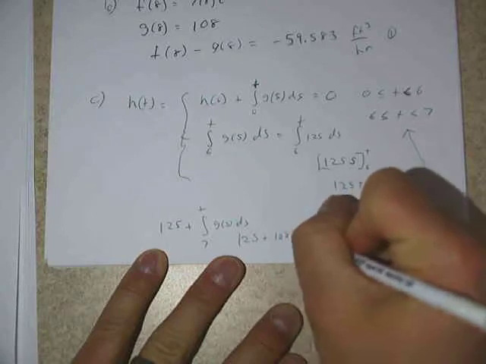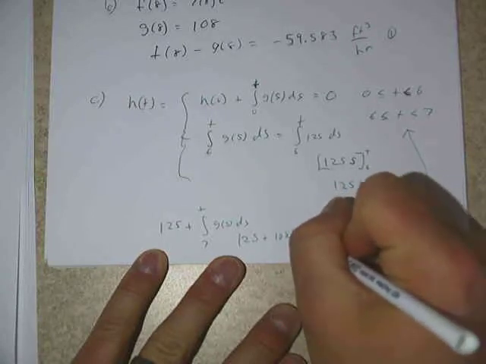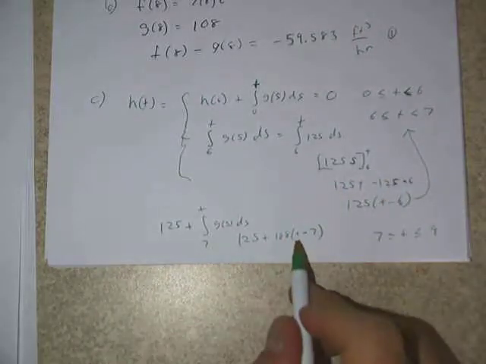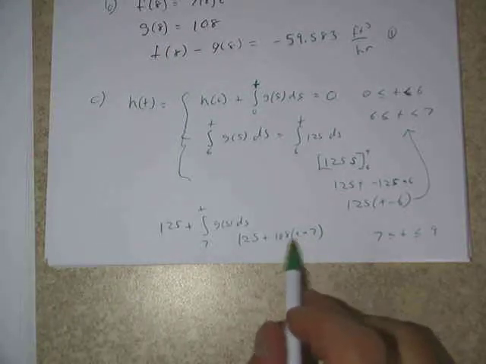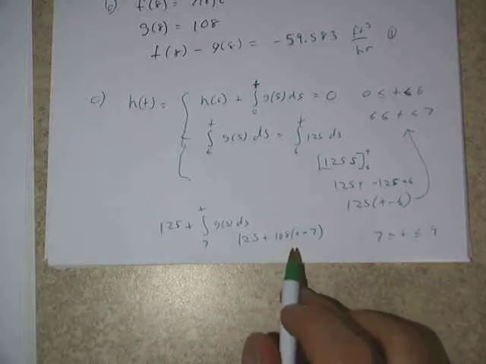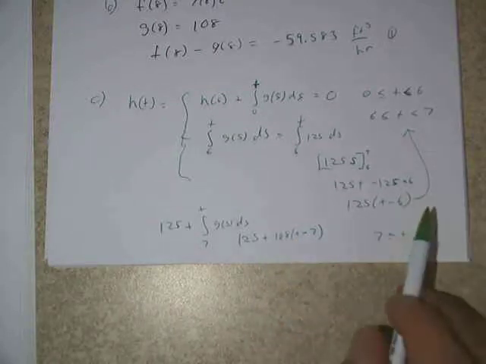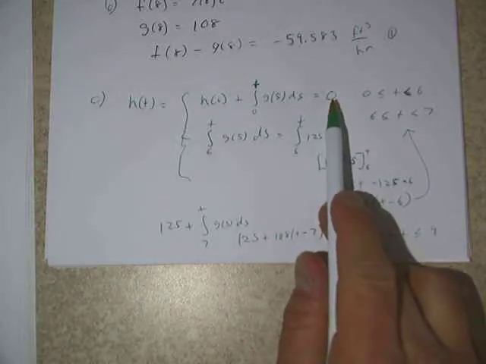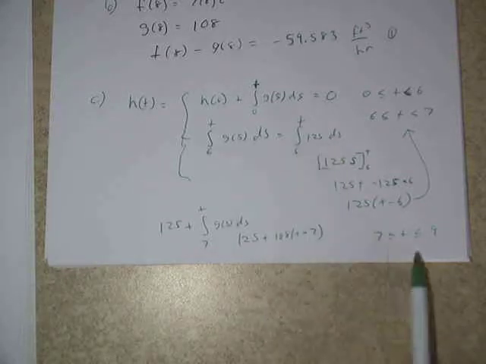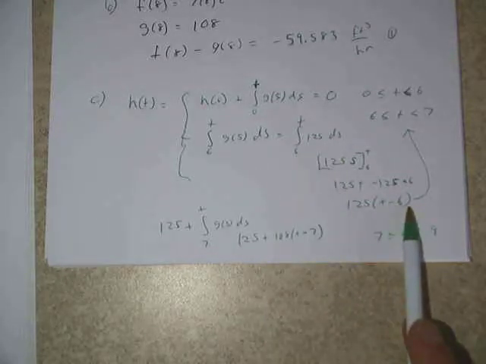If you want to do the same thing you did with this one, it winds up, this is 108, so it'd be 108s. So it'd be 125 plus 108 times t minus 7, because ultimately after the 7th hour, you'd be working at that other rate. Okay, so that would be your expression without the integral.